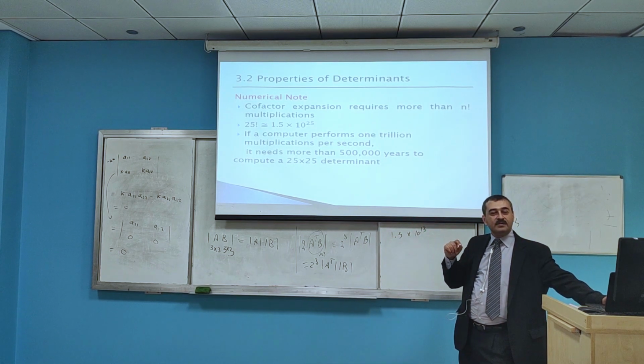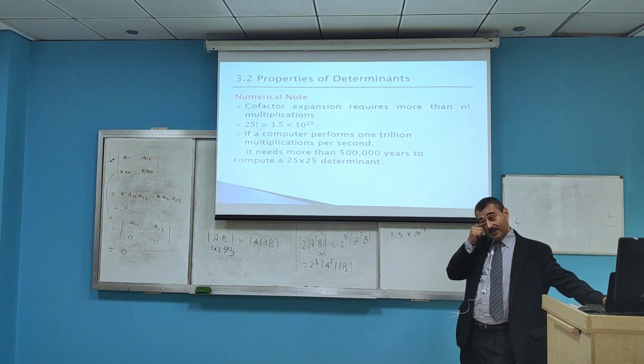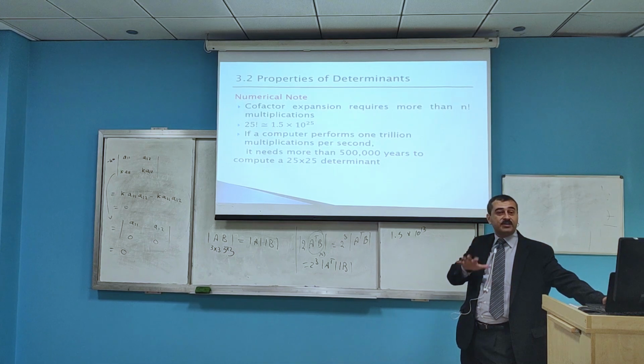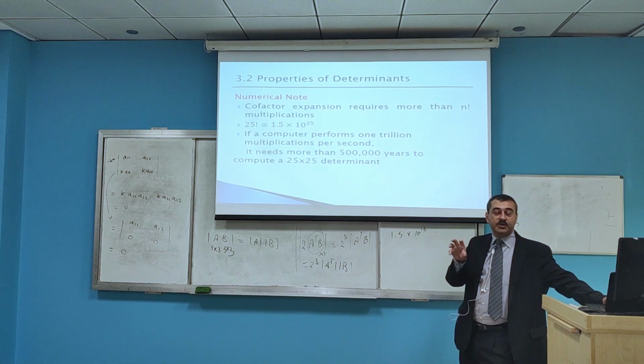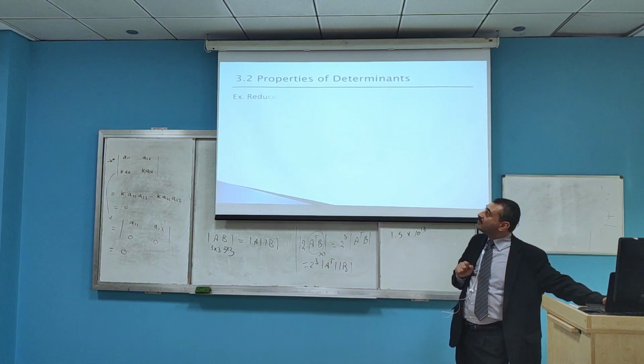Use operations to simplify the matrix and evaluate the determinant. This is the key point. Actually, this is the key point. Try to use the reduction until you reach a triangular matrix, and then find the value of the determinant of the triangular matrix.